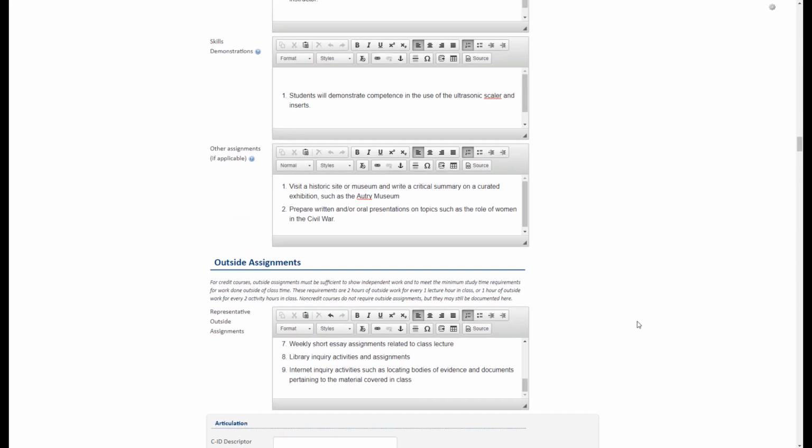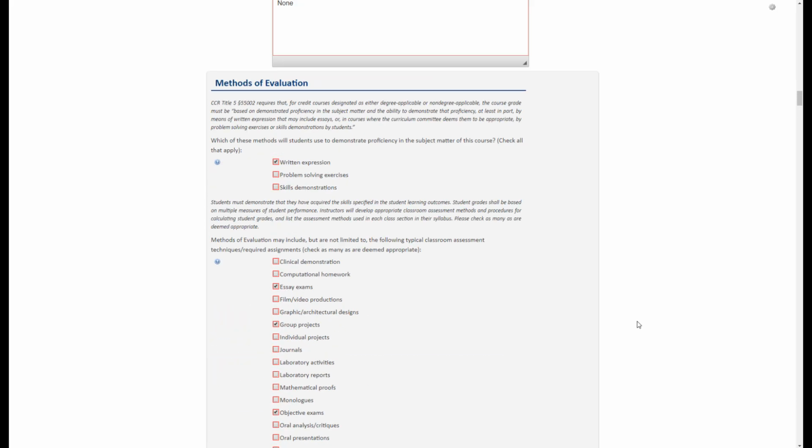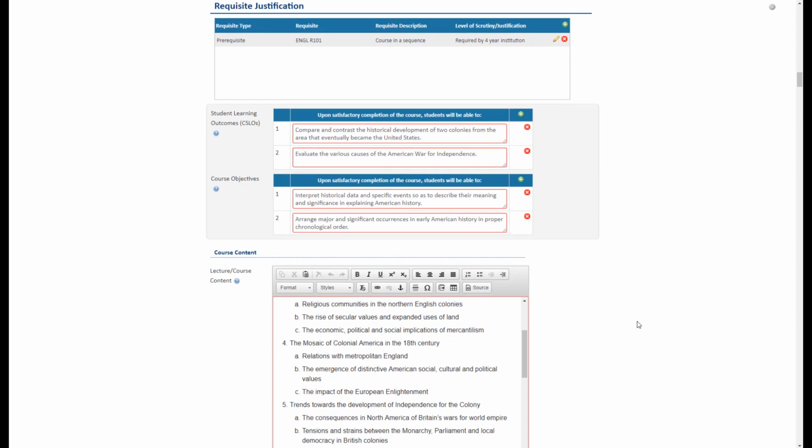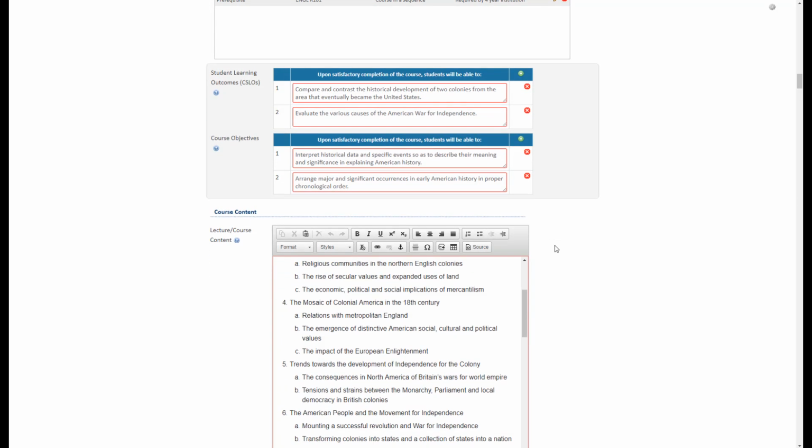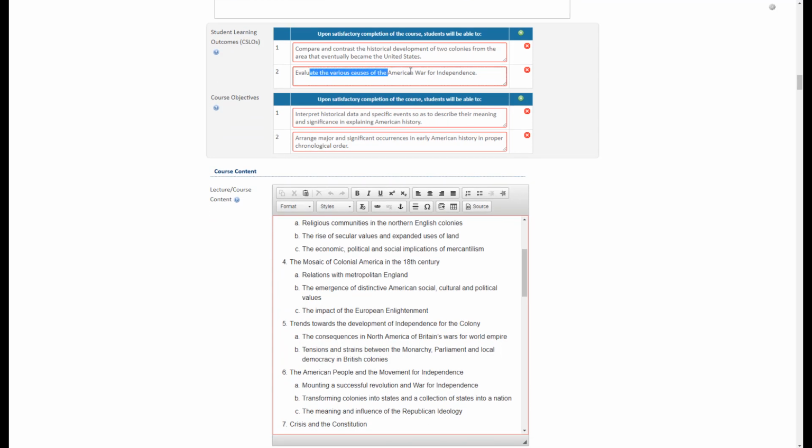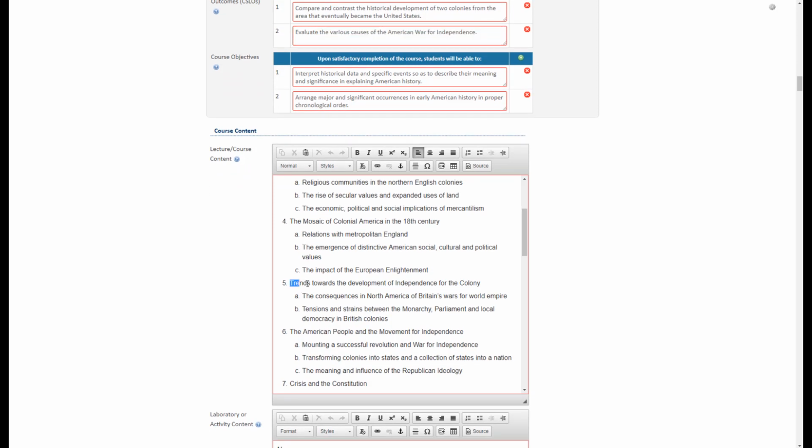Once you complete this section, you should go back through the outline to check for integration. For instance, with course objectives. Are the course objectives listed covered in the course content section? It must be obvious to the reader of the outline that the students are being taught what you are measuring them in the objectives. So make sure that each objective is being taught in the content. For example, one of our objectives is evaluate the various causes of the American War for Independence. Then under our course content, the American War for Independence and its causes should be a topic, and you can see that it is under points 5 and 6.